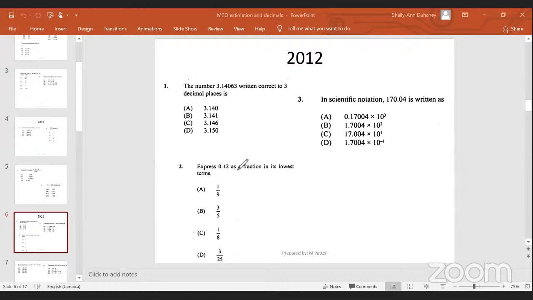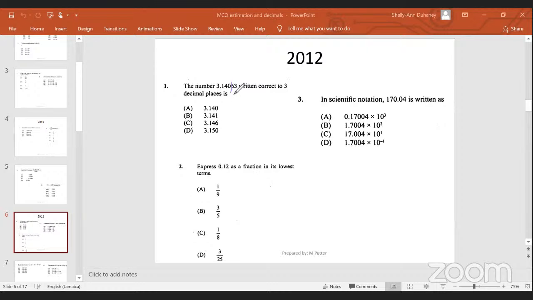The number 3.14063 written correct to 3 decimal places. All right, so we said 3 decimal places. Let us count, so we even attempt the question. Before you tell me the answer, to 3 decimal places, where would I cut off? Between the 0 and the 6. The 0 and the 6.